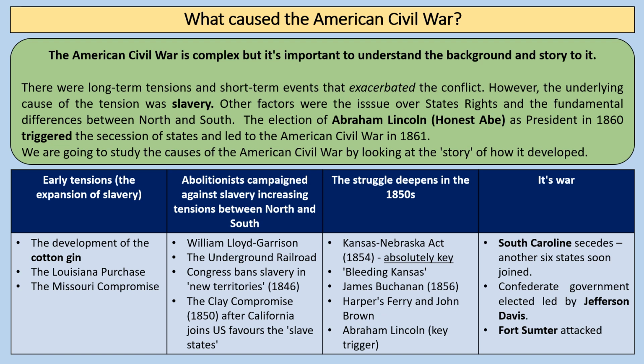We're then going to find out about how war developed and South Carolina seceded and another 6 states soon joined, and the Confederate government was elected with Jefferson Davis. That then led to Lincoln making a speech saying that it was illegal for the Confederacy to form their own country, and that led to Fort Sumter being attacked, and that led to the outbreak of the American Civil War.